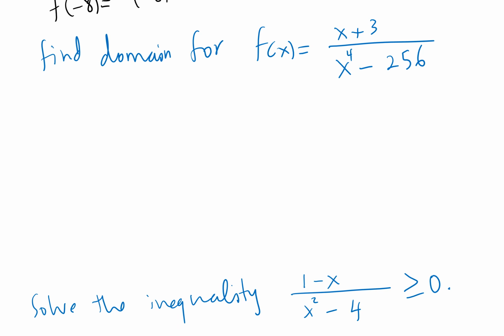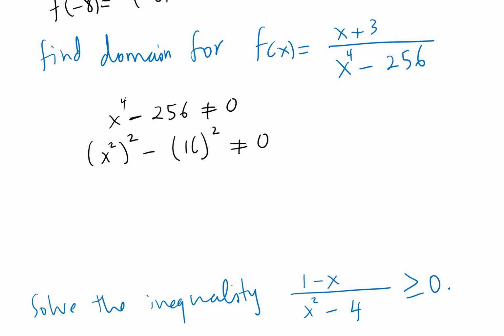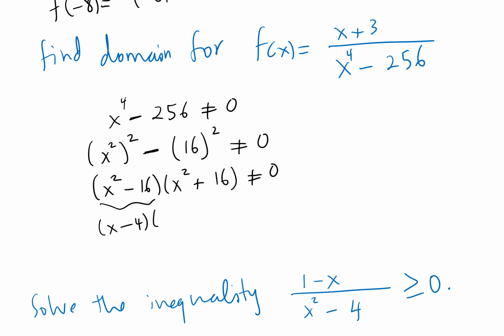Let's go over the first one. The denominator cannot be 0, so this looks like I need to write it as something squared minus something else squared. So here would be x squared, and here would be 16, because 16 times 16 is 256. Now it's a difference of 2 squares, so it's x squared minus 16 times x squared plus 16, and that cannot equal 0. This one can be factored even more, x minus 4, x plus 4, and this stays the same.